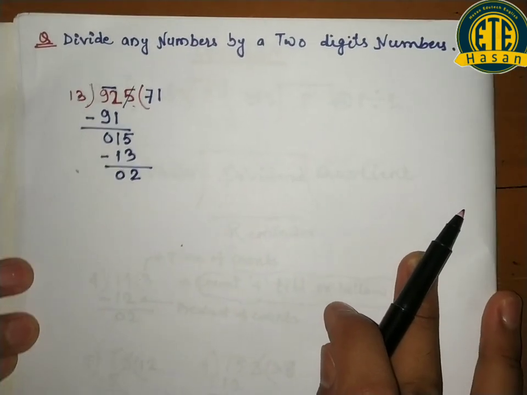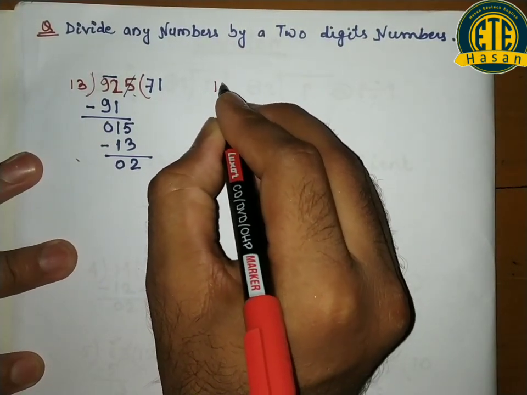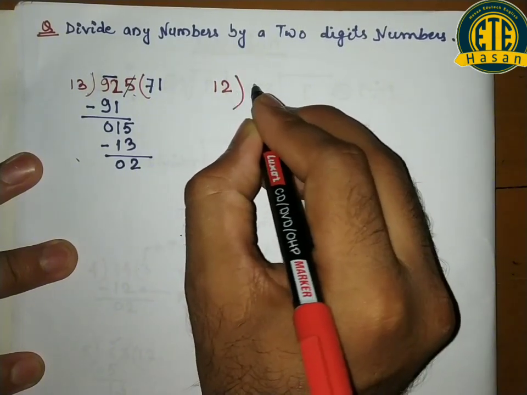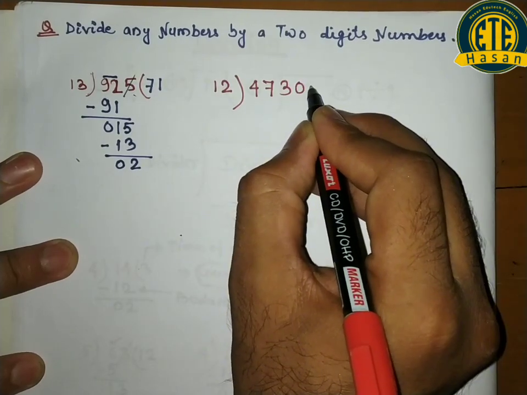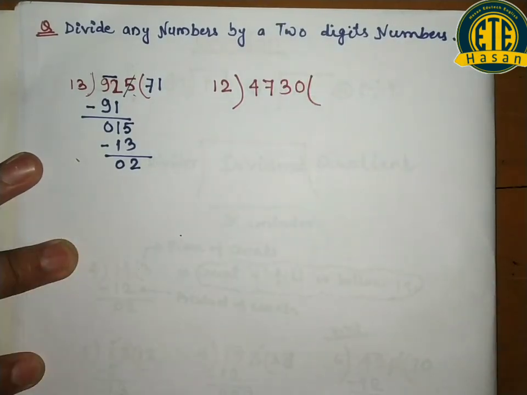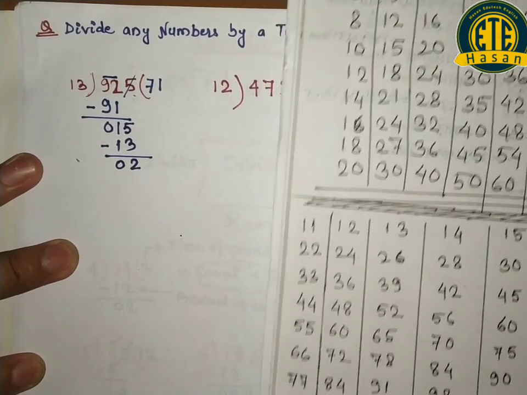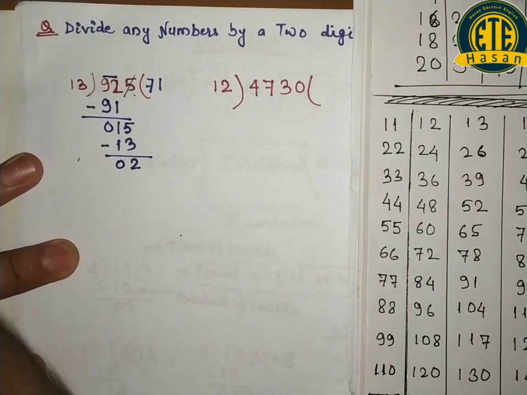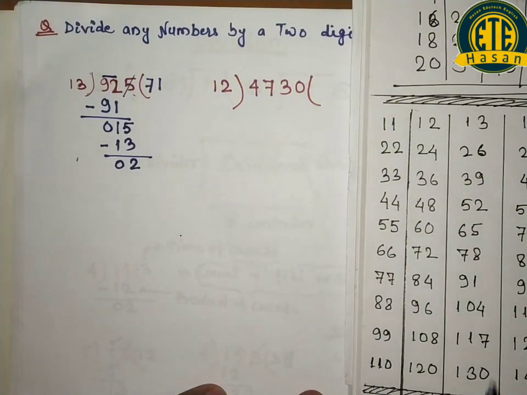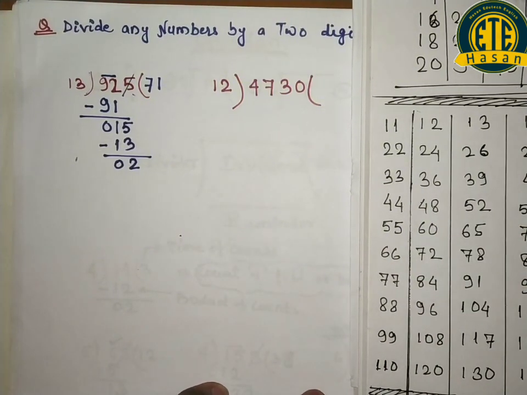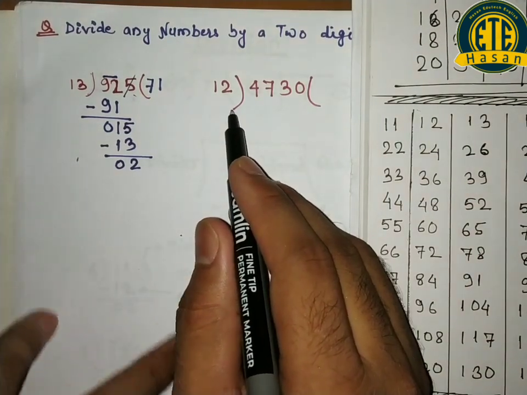For another example, suppose I divide 4730 by 12. Now we have to divide 4730 by the two-digit number 12. Here is our 12 series: 12, 24, up to 120. Here is the table of 12. Now I will use this table to solve this division question.